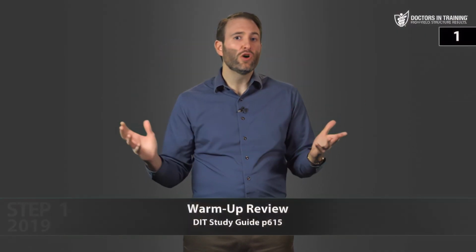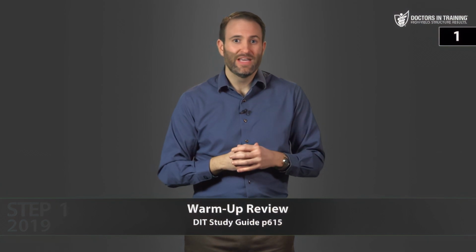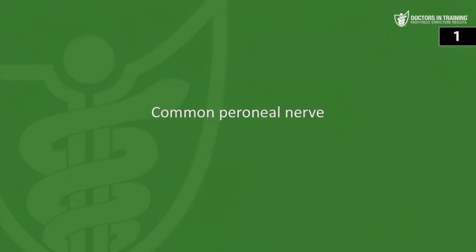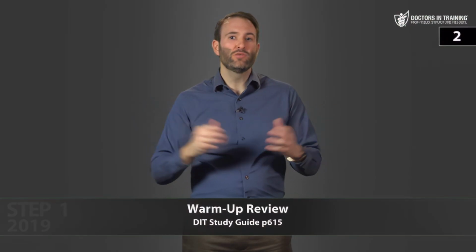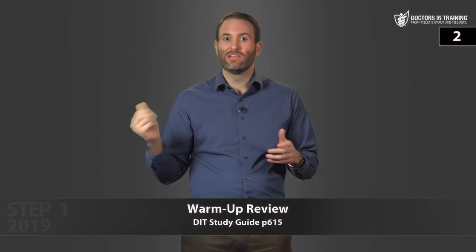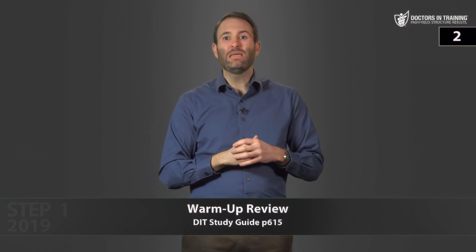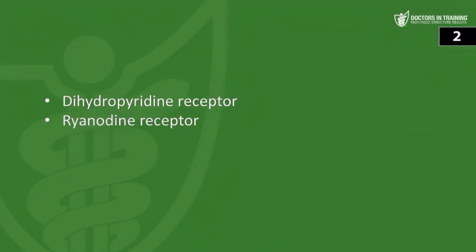It's time for another 3-question warm-up. Let's get going. What nerve is most at risk of being damaged in a fibula neck fracture? That's going to be the common peroneal nerve, also known as the common fibular nerve. Next, which 2 muscle receptors are responsible for opening the sarcoplasmic reticulum in response to depolarization? That's the dihydropyridine receptor and the ryanodine receptor.